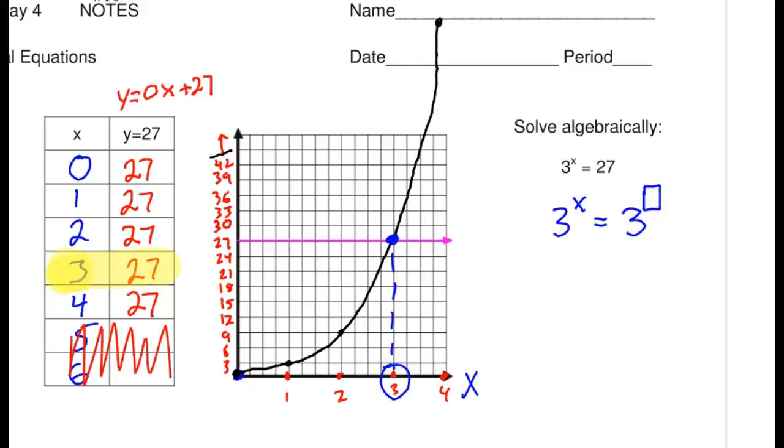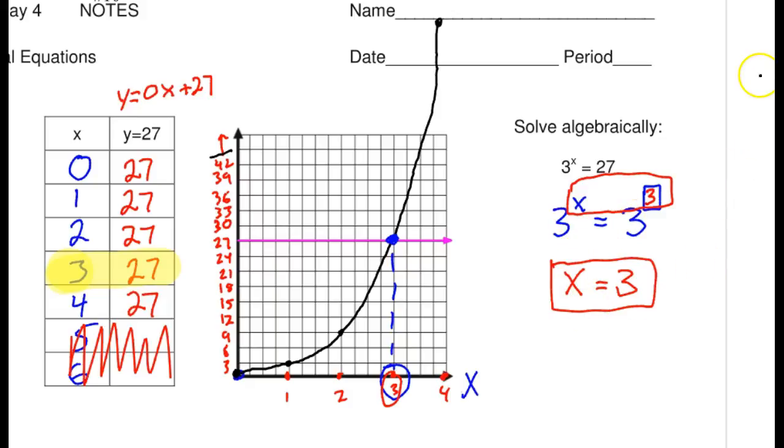Right? And you can say, well, yeah, 3, right? 3 to the third power is 27. We already knew the answer was 3. And that's how you're going to figure that out, that if you have both bases the same, their exponents are also equal to each other. So the goal is to get the bases equal to each other and find out the exponents.